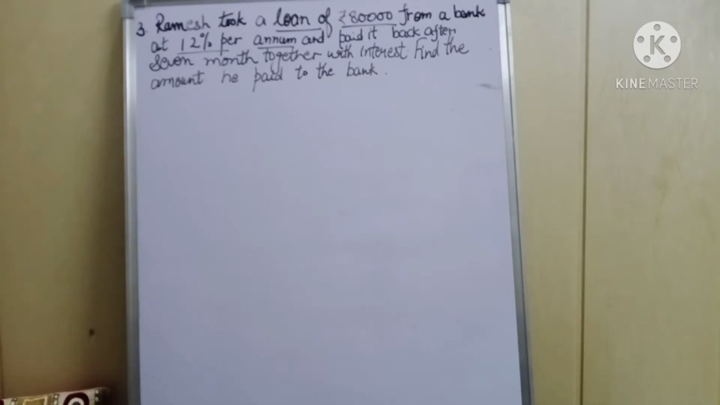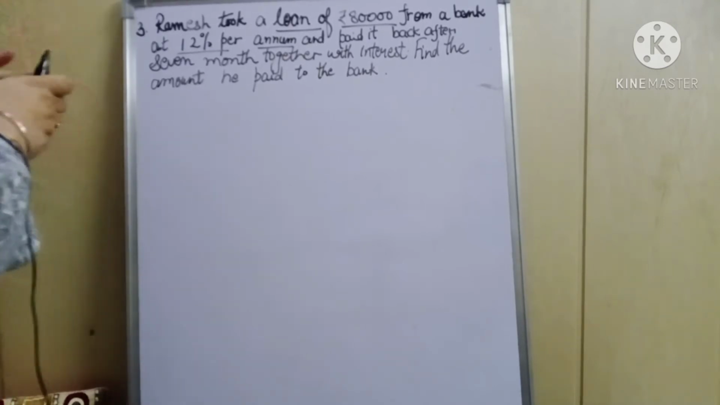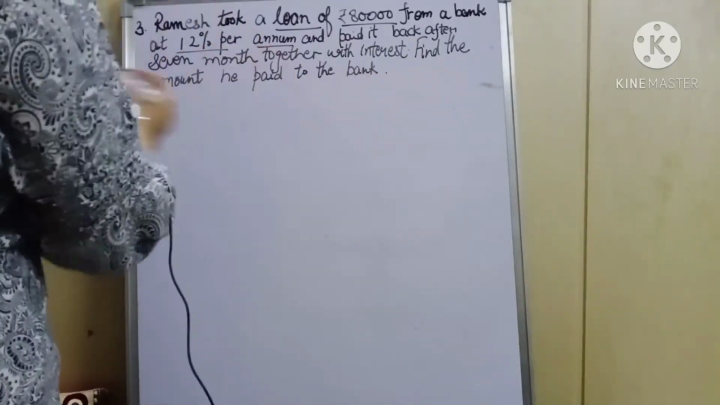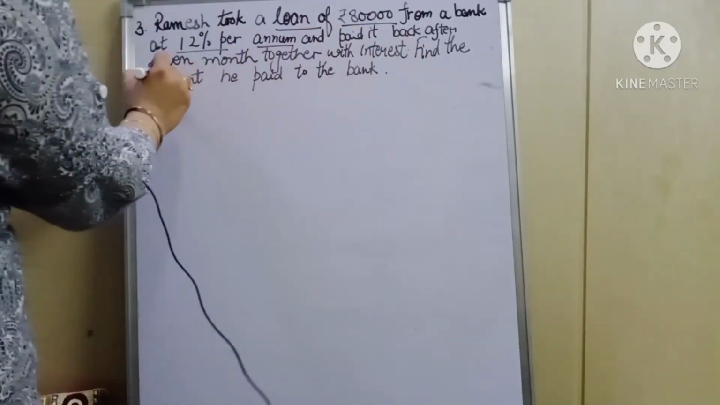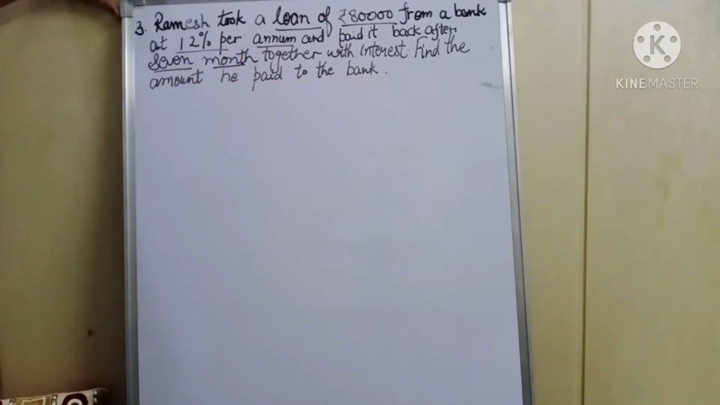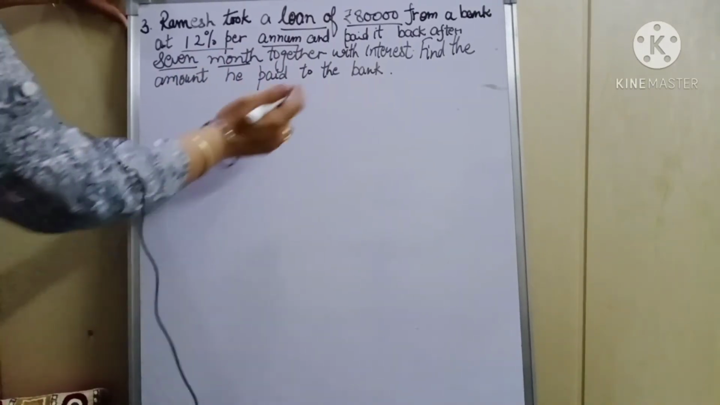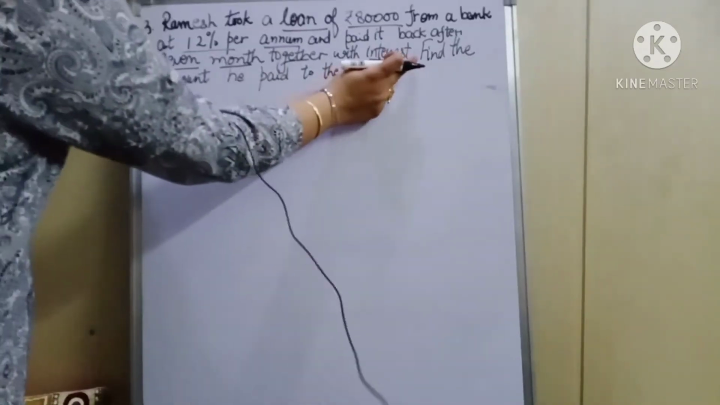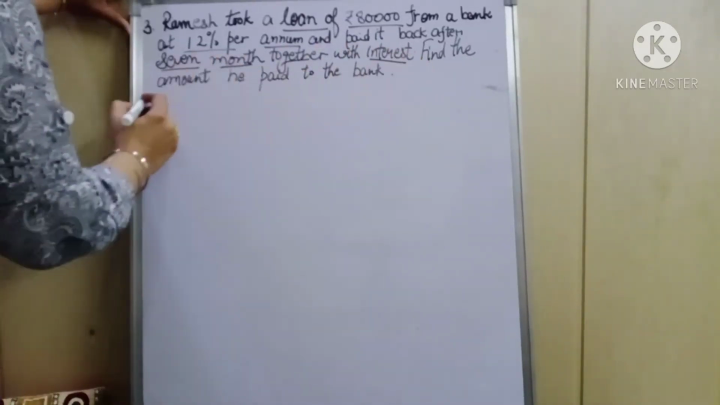Let us start sum number 3. Ramesh took a loan of rupees 80,000 from a bank at 12% per annum. He paid it back after 7 months together with the interest. It means amount. Find the amount he paid to the bank.